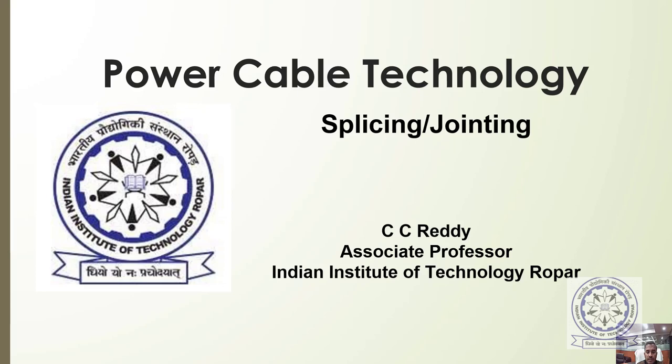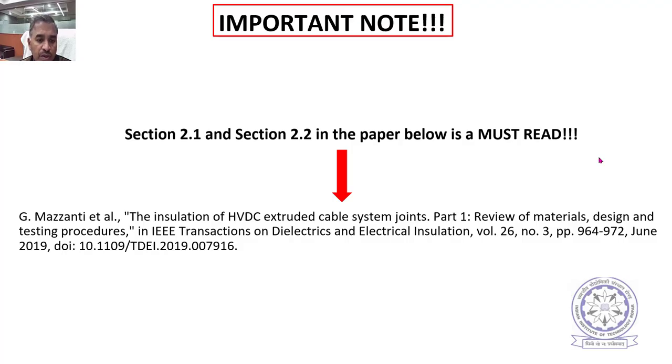Last class we have seen how indeterminations are used to terminate the cables. So in this class we will see joints or splicing or jointing of power cables. Please go through this paper, section 2.1 and section 2.2 especially. So you must read as part of the syllabus.